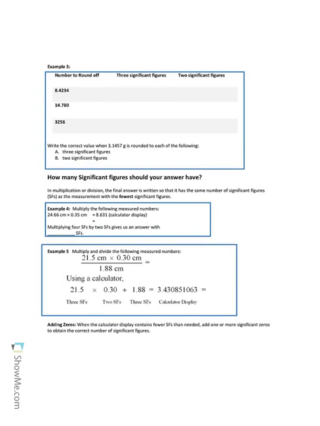Let's round off 8.4234 to three significant figures. Okay, 8.4234. So three significant figures, right? We would cut it off between the 2 and the 3. Is 3 larger than 5? No. So therefore, our number when rounded off is 8.42.